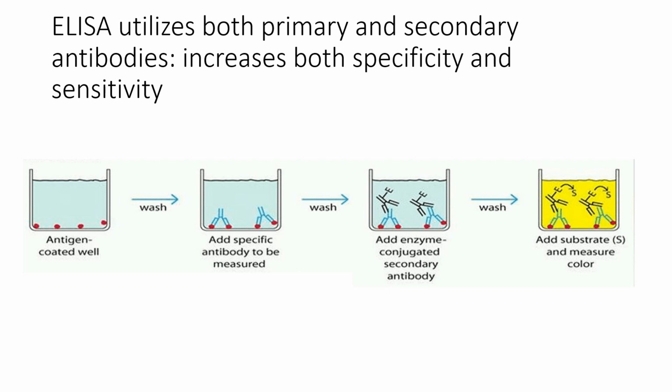It's an instant yes. If there's a color, that means that the secondary antibody is there, and if that's there, it's because the primary is there, and the only reason the primary would be there is that the antigen is there. So yes, Mrs. Smith, you have mono.